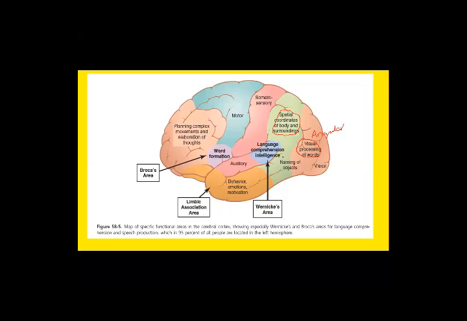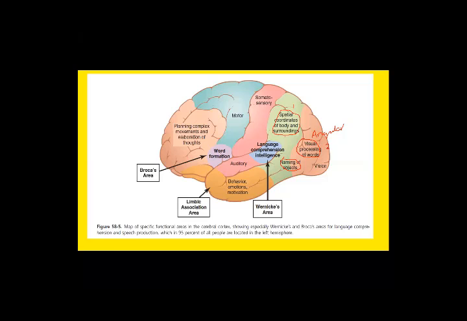Another important function of POT association area is the naming of objects. So this is the third function. First function is the spatial coordination of body.